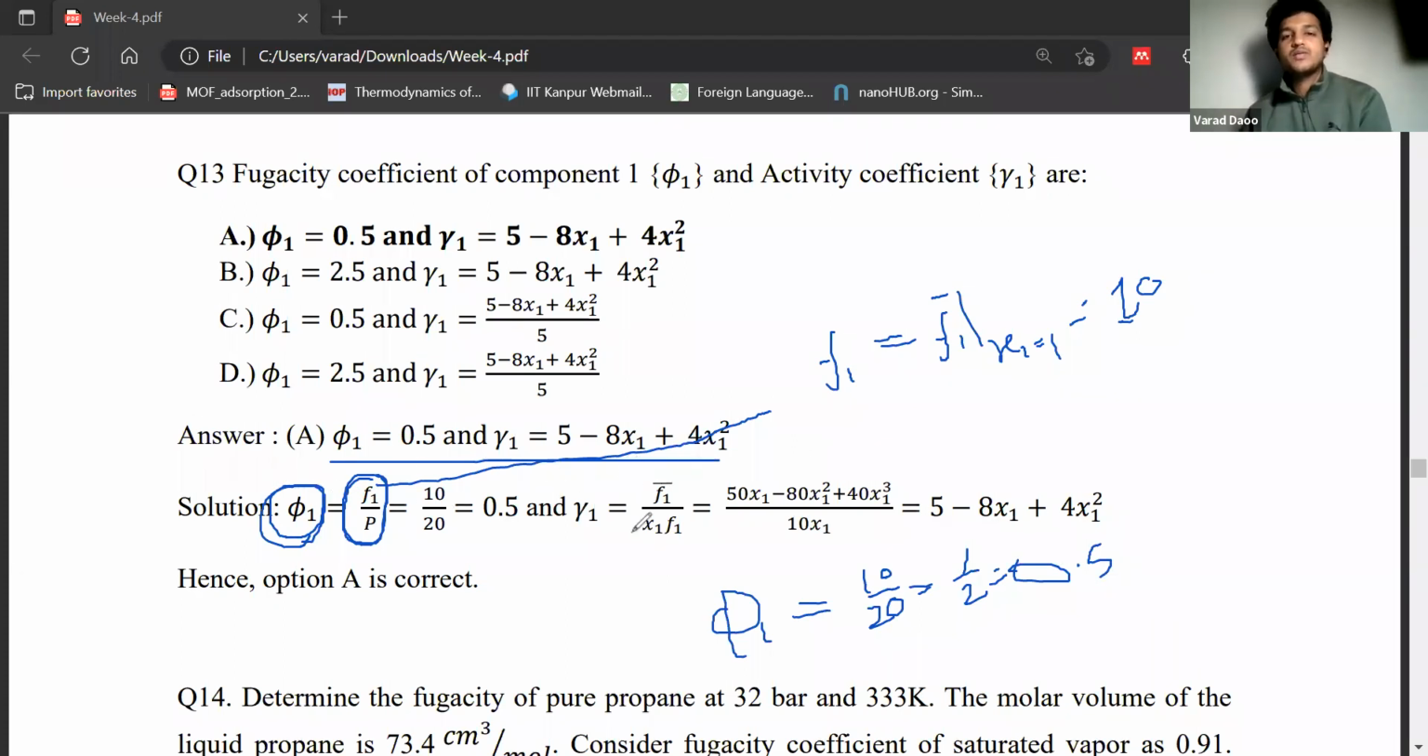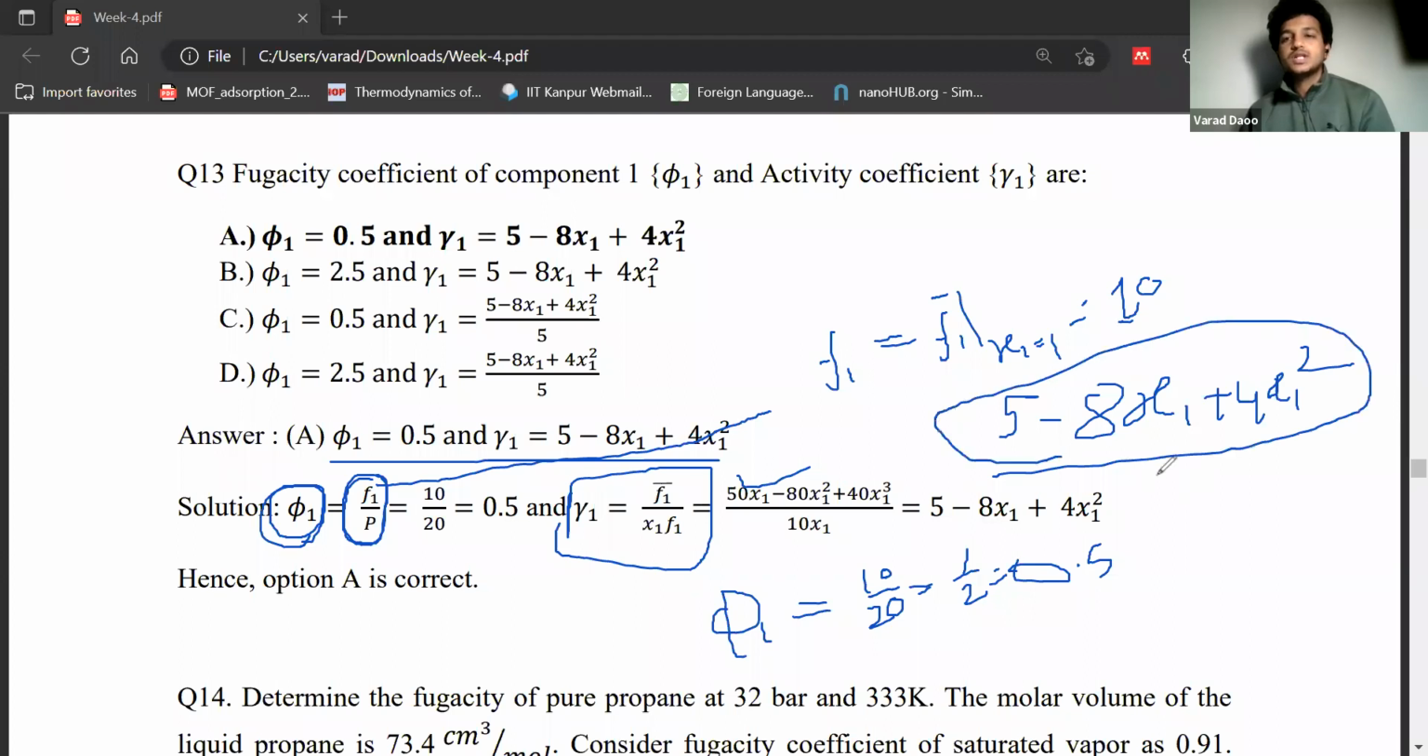Phi 1 is 0.5. Now, gamma 1 is what? The expression for gamma 1 is f1 bar by x1 into f1, the actual fugacity divided by the ideal solution fugacity, right? So f1 bar is nothing but this expression, x1 is x1, and f1 we already calculated as 10. So if we divide, what are we left with? We are left with 5 minus 8x1 plus 4x1 square, right? The correct answer is option A.